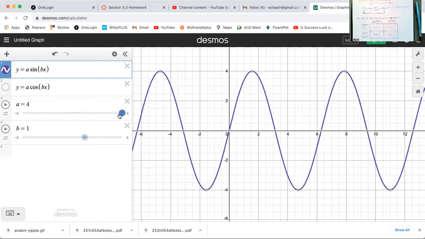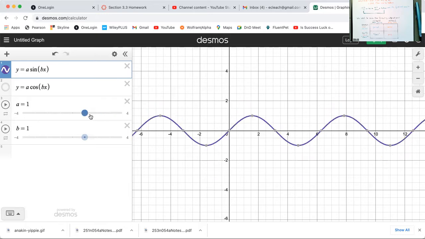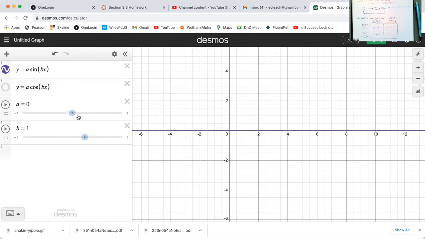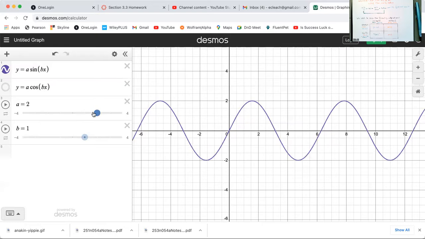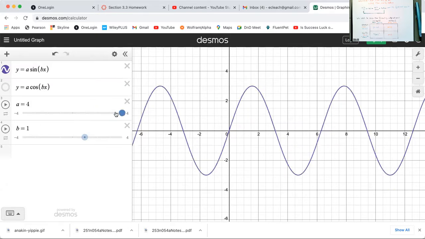Same thing with 4, it just stretches it vertically. 3, 2, 1. If I multiply by 0, that flattens everything out. So if I do multiplication after the trig function, I stretch the graph vertically. So I'm making vertical changes to what's going on.